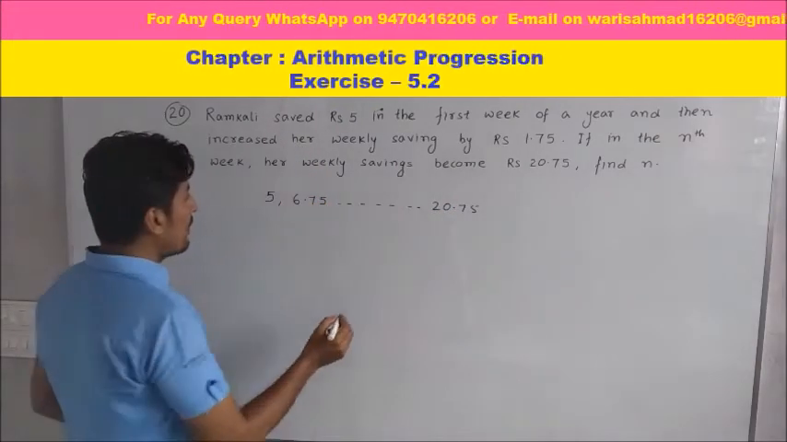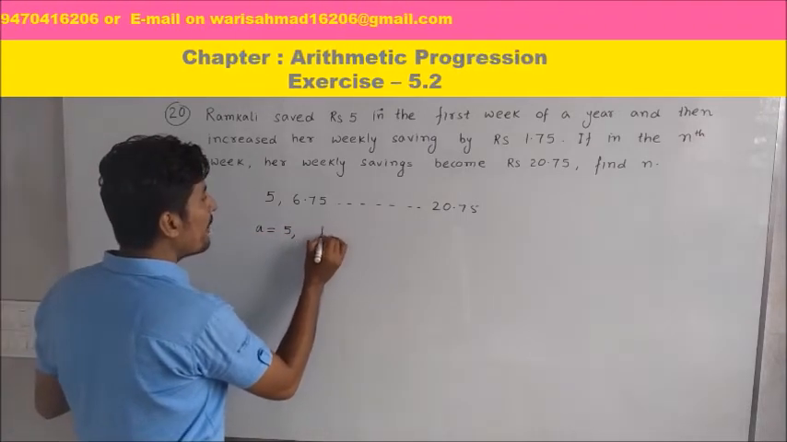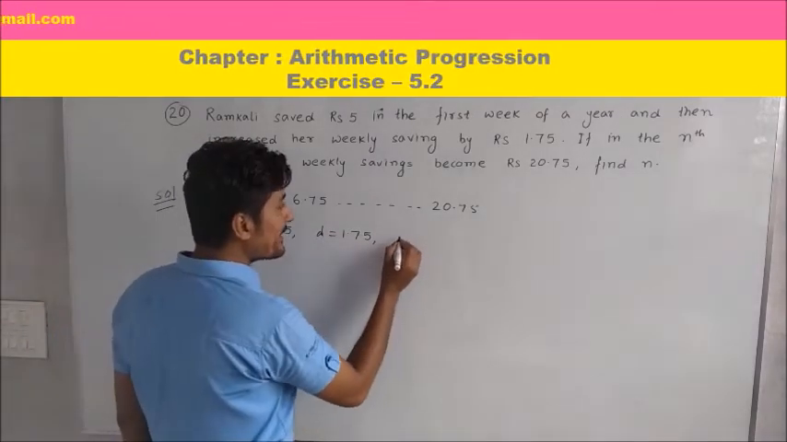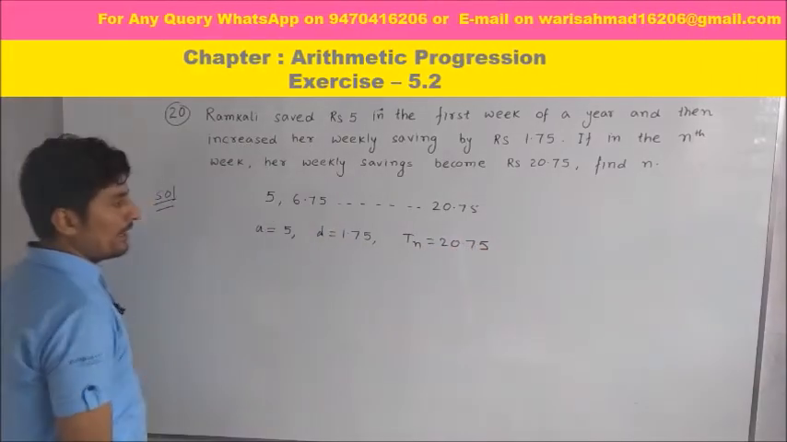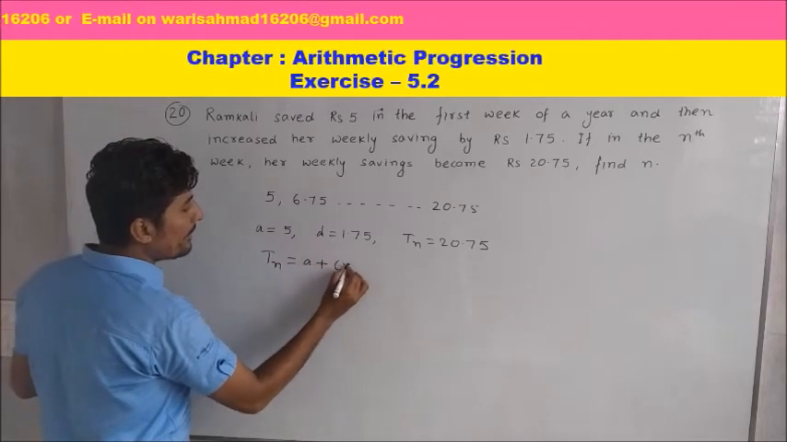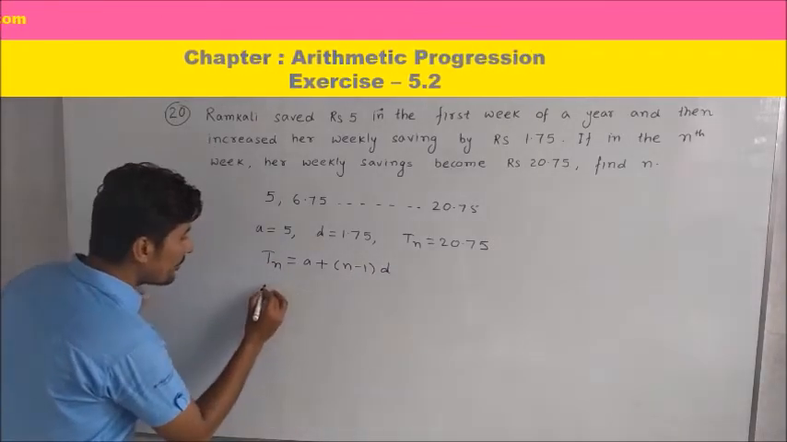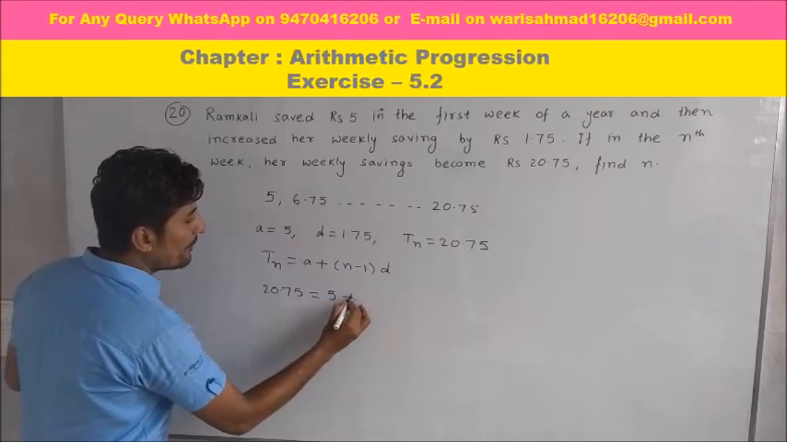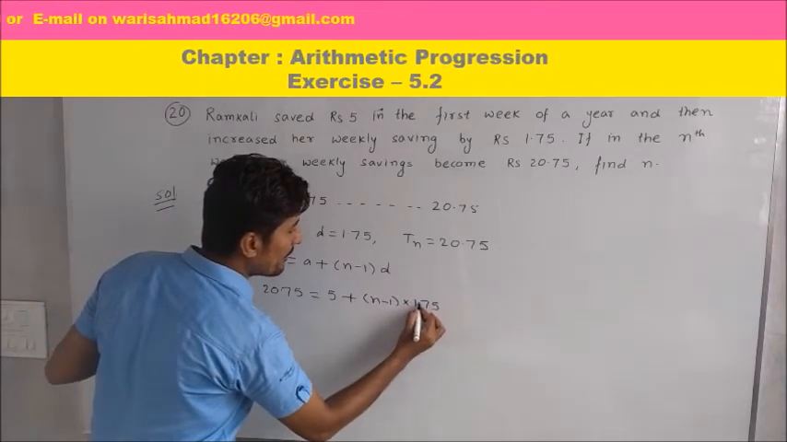20.75. Now according to this AP, we can write the very first term will be equal to 5, while the value of D will be equal to 1.75, and the nth term of this AP will be equal to 20.75. As we know the formula, Tn is equal to A plus n minus 1 multiplied by D. For the nth term of the AP we have 20.75 equals A, the value of A we have is 5, plus n minus 1, the value of n is not given, the value of D we have is 1.75.